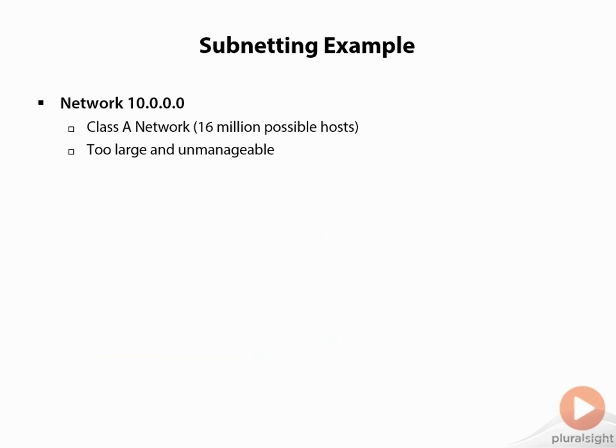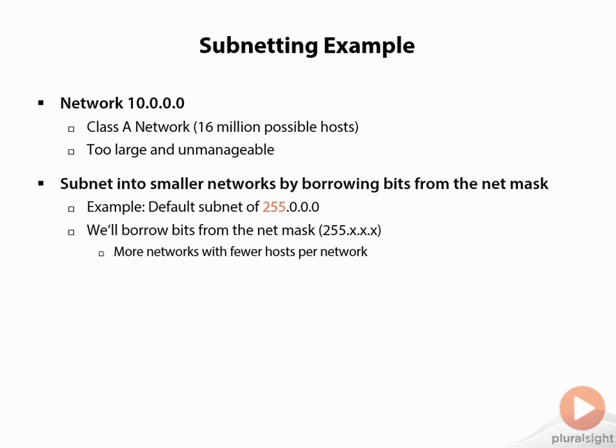Okay, so here's a subnetting example. We have a Class A network, 10.0.0.0. It's too large for one giant network. Class A could house possibly 16 million hosts. Way too big. So what we want to do is subnet that into smaller networks, and we're going to borrow bits from the net mask, or the subnet mask.